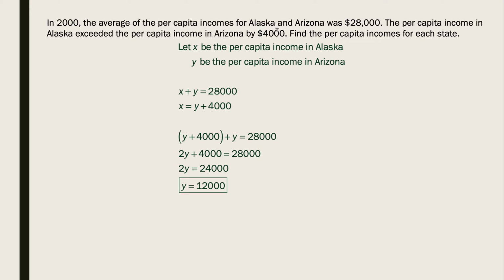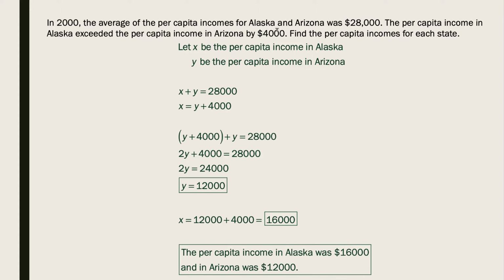I now have to go back and find what X is, since I need to have both variables accounted for. Well, X is equal to 12,000 plus 4,000, which is 16,000. Putting that all together, we have that the per capita income in Alaska was $16,000 and in Arizona it was $12,000.